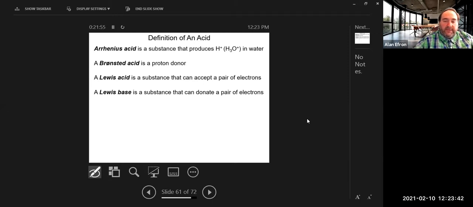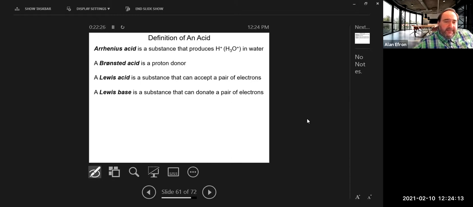So the definition of a Lewis acid is a substance that can accept a pair of electrons, while a Lewis base is a substance that can donate a pair of electrons. So it's kind of opposite of the Bronsted definition in terms of accepting and donating, and we're also talking about electrons when we talk about a Lewis acid and a Lewis base rather than the H plus.